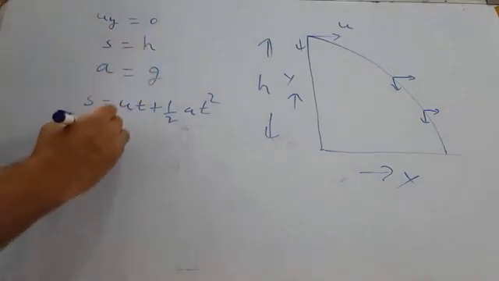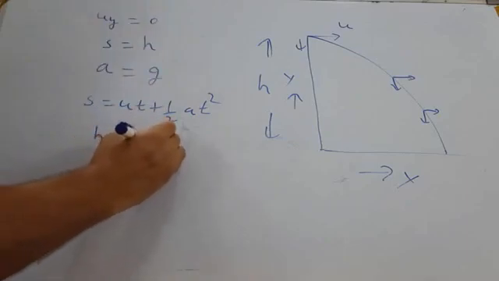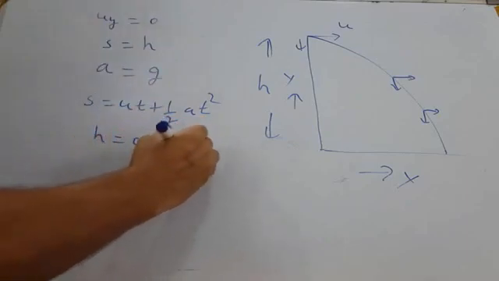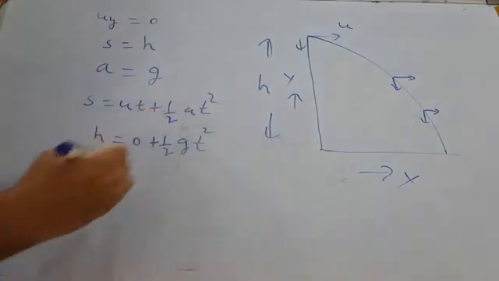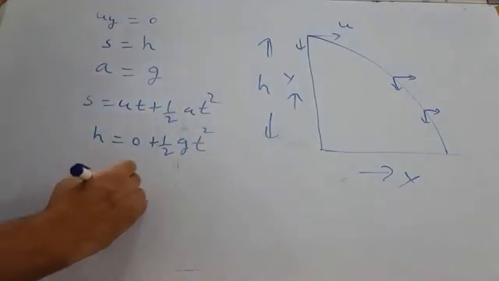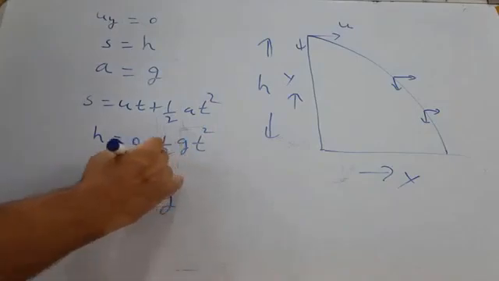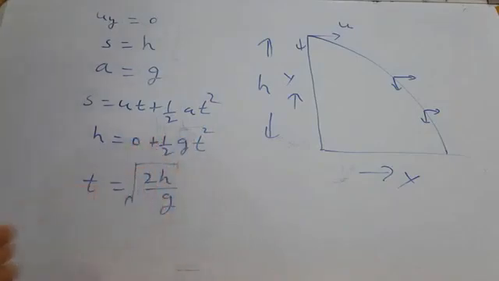Now what is S? It is h. Initial velocity was 0, so this term will be 0 plus half g t square. Our aim is to calculate t. So what will be t? t is the square root of twice h upon g, and this is the time when the body will strike the surface.